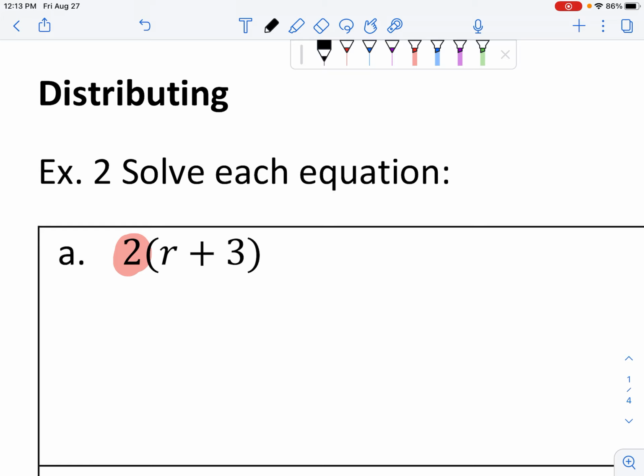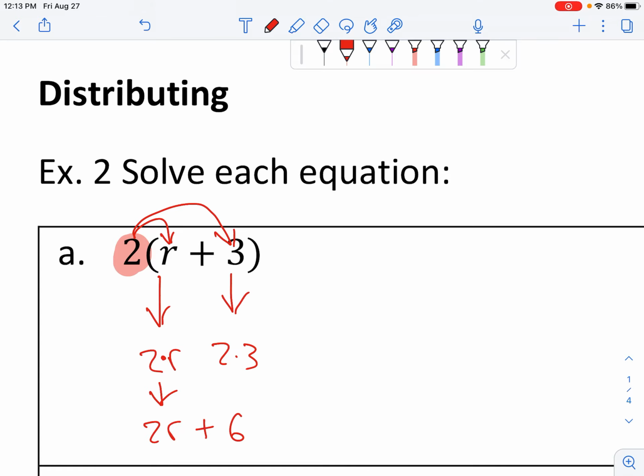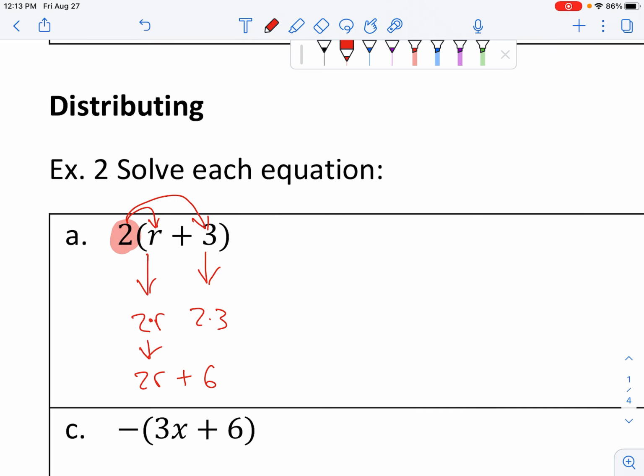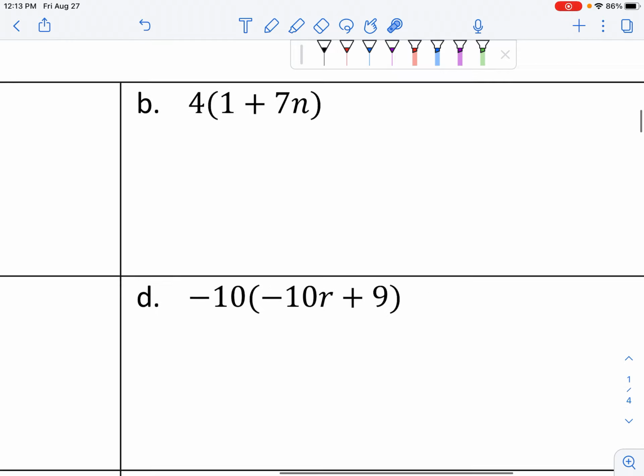And so the way we're going to distribute, we're going to take 2 and multiply it with r, and that's going to give us 2r. And we'll take 2 and multiply it with 3, which makes 2 times 3. And so 2 times r is just going to be 2r, and 2 times 3 is going to give us positive 6. So we could absolutely expand it out like that. You could just distribute and do the mental math to get that answer.